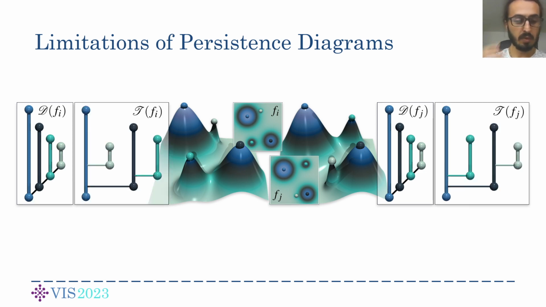So to tackle this problem, we can use a more sophisticated topological abstraction called the merge tree that will inform us, like the persistence diagram, about the presence of the structures inside the data, but also how these structures are connected together, thanks to this tree hierarchy.